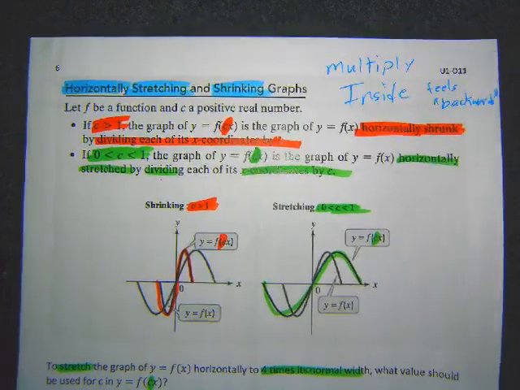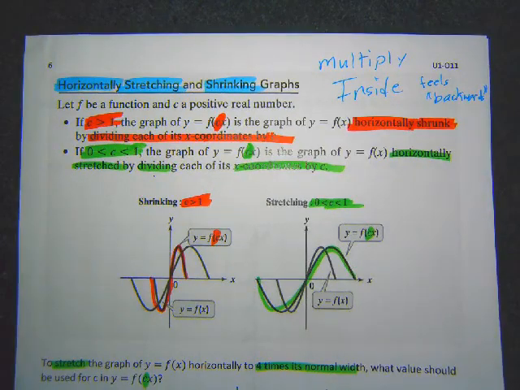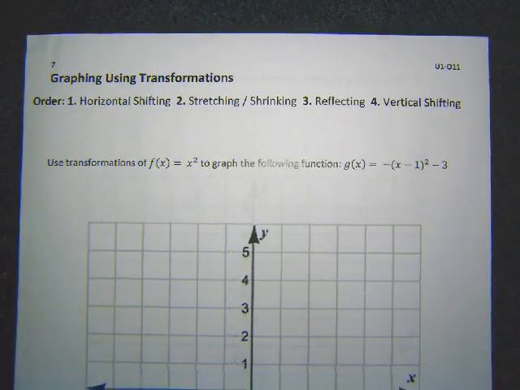Those are the options. Now, so far we've been doing one at a time, but in real life, a lot of times we'll do more than one at a time. So you'll get equations where you have to identify which one's happening.